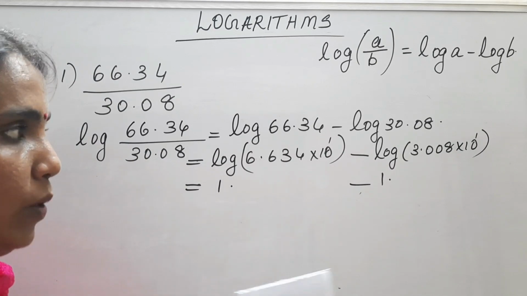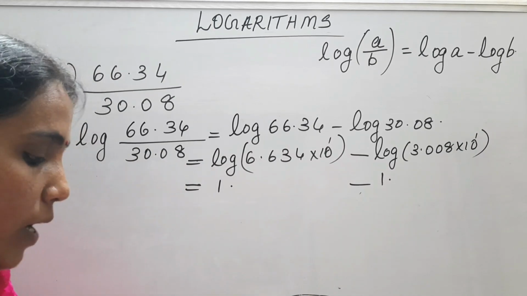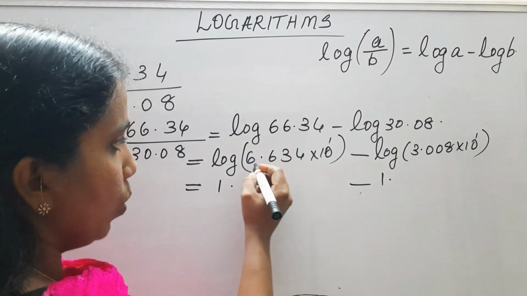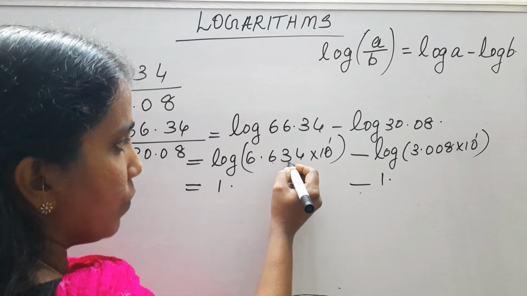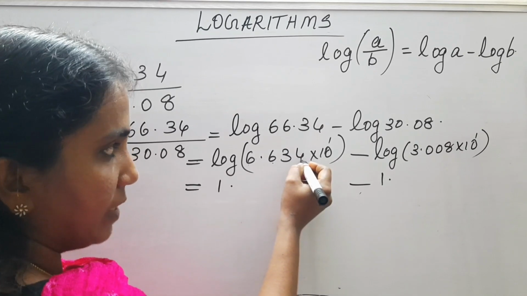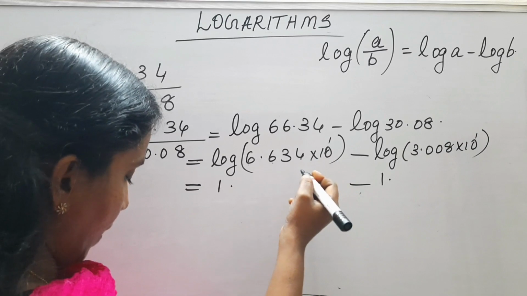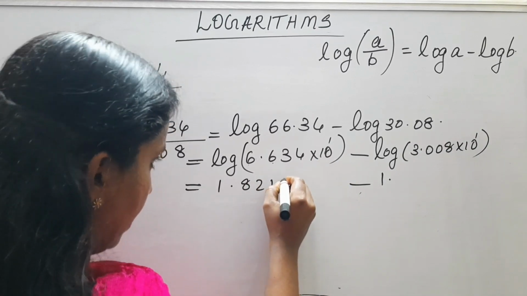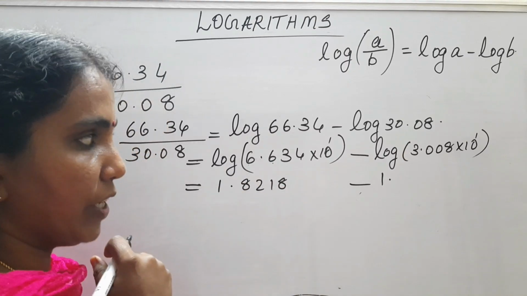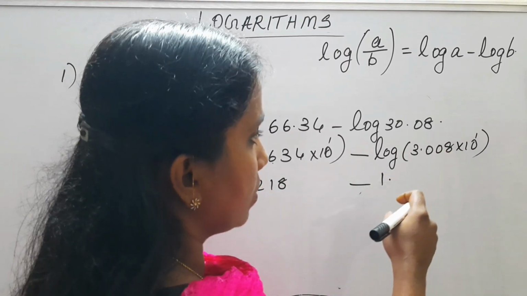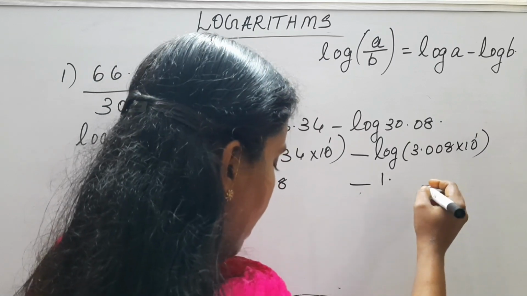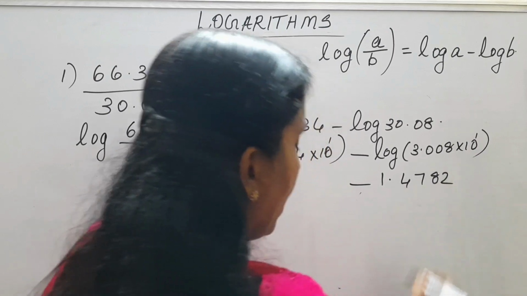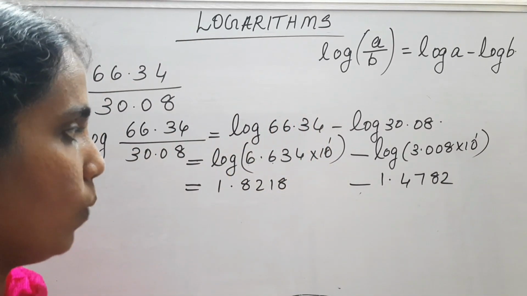Now you can look for the mantissa part in the logarithm table. I have it written here. You have to look in the row 66, first in the column 3 and add with that the column 4. That means you will get 1.8218. That is the logarithm of this particular number. And for 3.008 you will get 4782. So 1.8218 minus 1.4782.